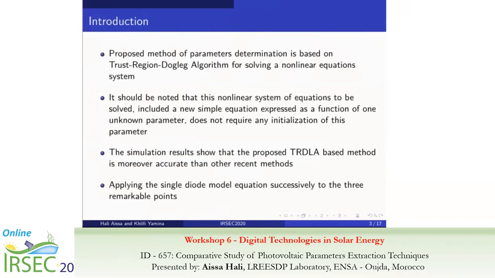In this work, the proposed method of parameters determination is based on the trust-region dogleg algorithm for solving a nonlinear equation system. It should be noted that the nonlinear system of equations to be solved includes a new simple equation expressed as a function of one known parameter, and does not require any initialization of this parameter. The simulation results show that the proposed trust-region dogleg algorithm-based method is more accurate than other recent methods. This proposed method applies the single diode model equations successively to the three remarkable points.